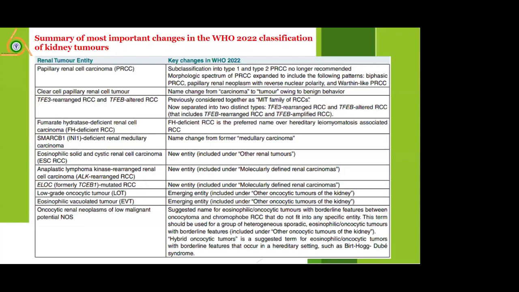So these are the important entities which have come up, and quickly I'll go through the three more entities which have come up in the new WHO 2022. One is ELOC mutated RCC, low grade oncocytic tumor, and EVT. Out of these, I think there are high chances that you will probably see a lot. ELOC and EVT are very less common and can still be picked up. Go to the next slide.